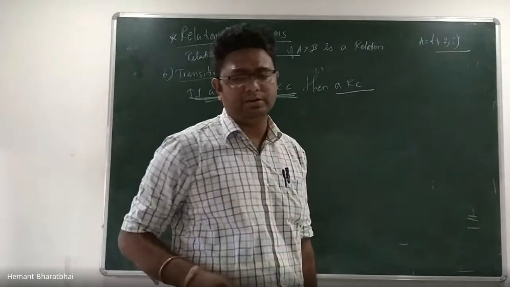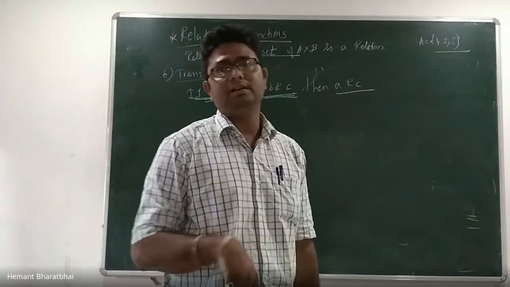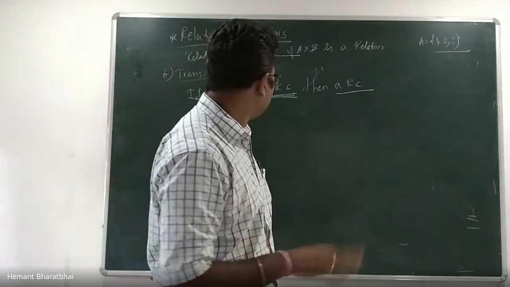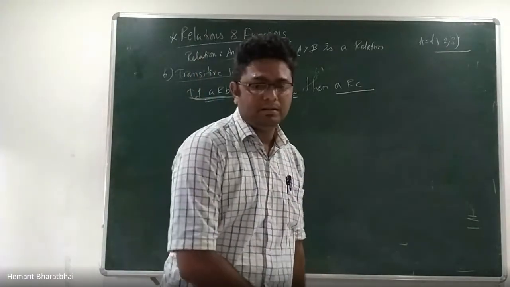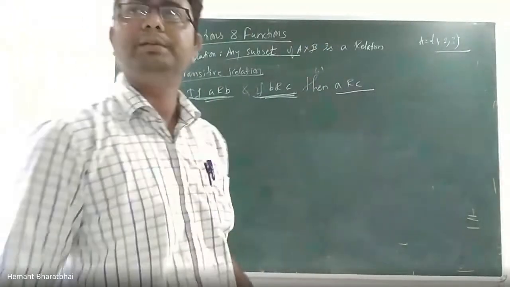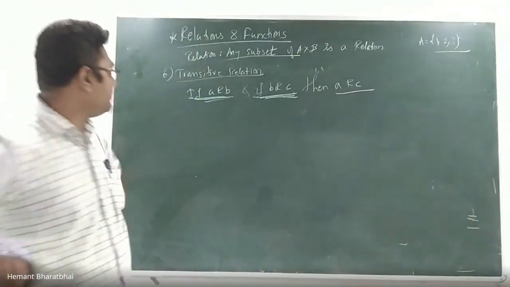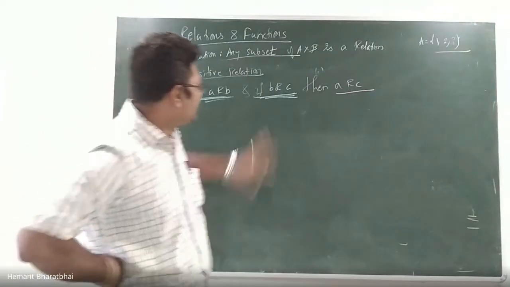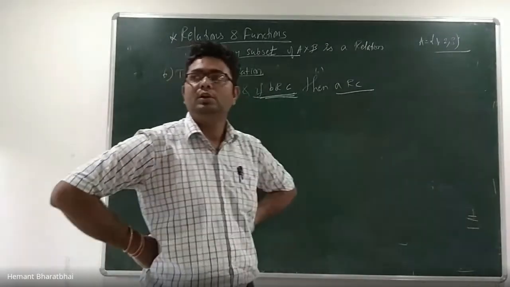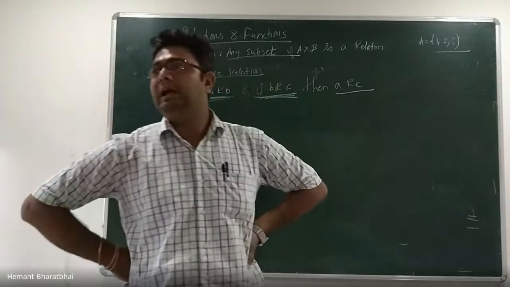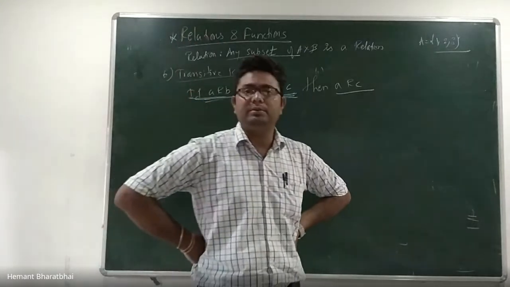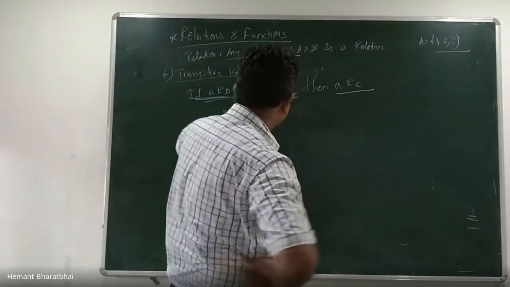If A is related to B and if B is related to C, then only we will look for the relation of A and C. But if A is related to B and there is no relation between B and C, if there is a relation between A and B only, then we should not look for the relation between A and C. Only if A is related to B and B is related to C, that is the only time we will look for the relation between A and C. And this is as simple as that.